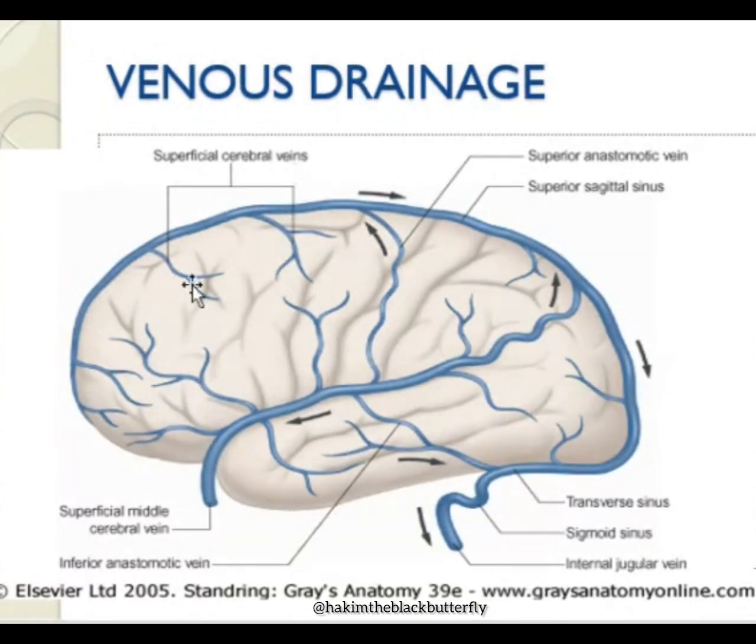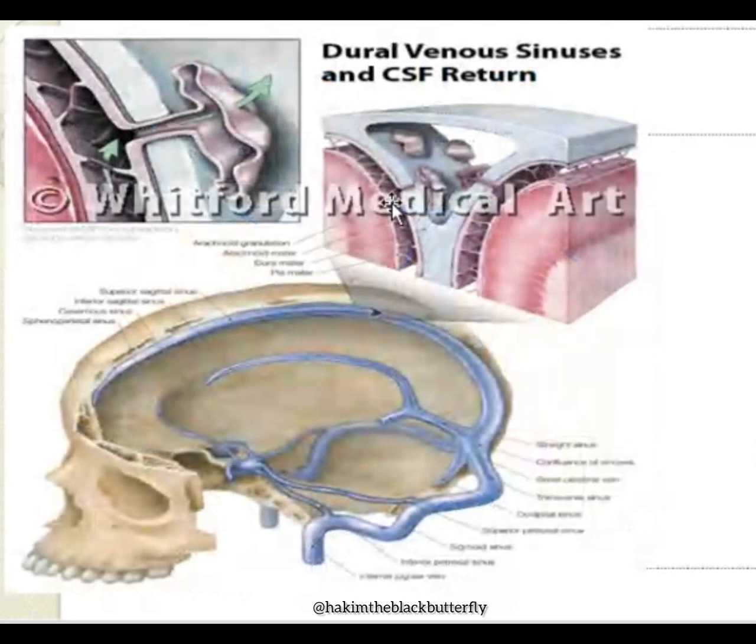You must have a continuous visualization of these images so that you can grasp the anatomy of this venous drainage. We have a vein which connects the superficial middle cerebral vein to the transverse sinus, which is known as the inferior anastomosing vein. And this vein, the superior anastomosing vein, connects the superficial middle cerebral vein to the superior sagittal sinus. So the other sinuses we did not see are these ones.